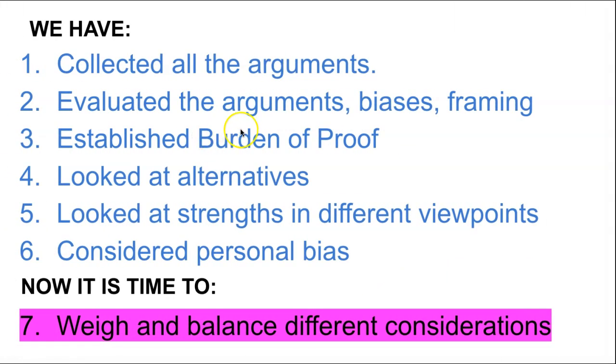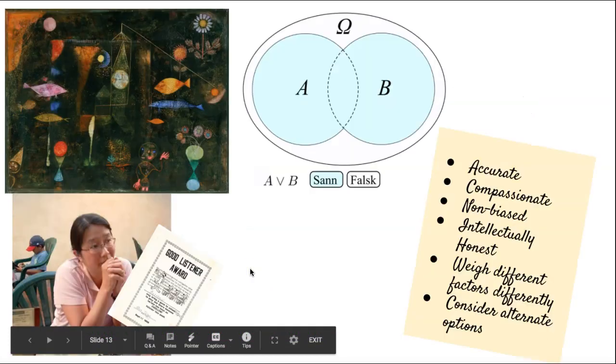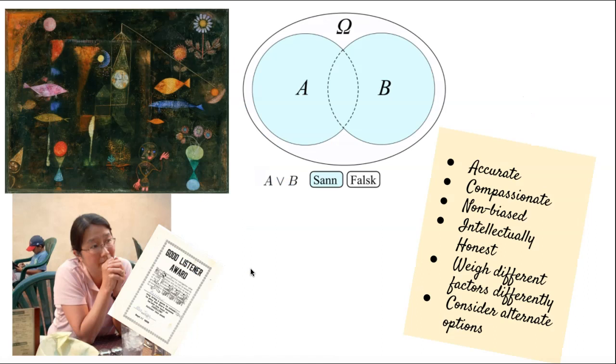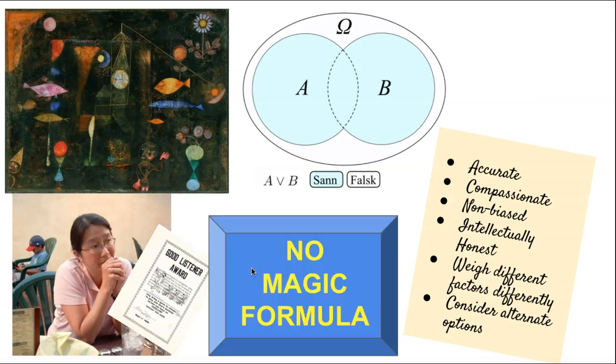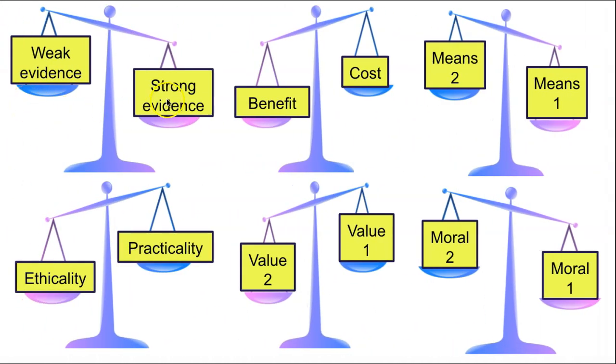So where are we? We have collected all the arguments, we've evaluated the arguments in our tables, we've established burden of proof if there needs to be established a burden of proof, we've looked at alternatives, we've looked at the strengths in different viewpoints, we've considered our own personal bias, and now it's time to weigh and balance the different considerations. And like I said before, it's not easy. There's no magic formula. So we just have to take it step by step. Of course, strong evidence should outweigh weak evidence, but when you get to some of these other balances, well, this is where all your research and thought and discussion come to the fore.